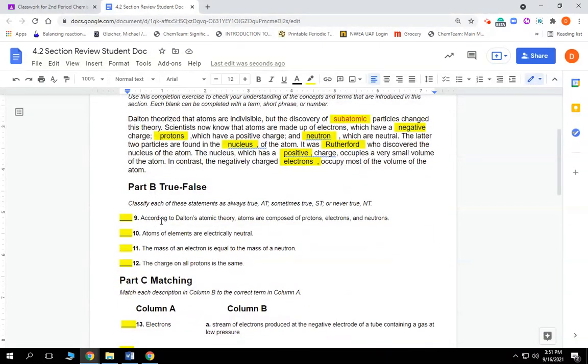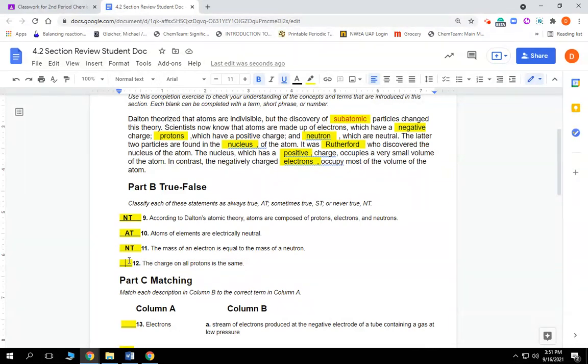Let's look at the next question. According to Dalton's atomic theory, atoms are composed of protons, electrons, and neutrons. That was never true. Atoms of elements are electrically neutral. Always true. The mass of an electron is equal to the mass of a neutron. Never true. They're about 2,000 times smaller than that of a neutron.